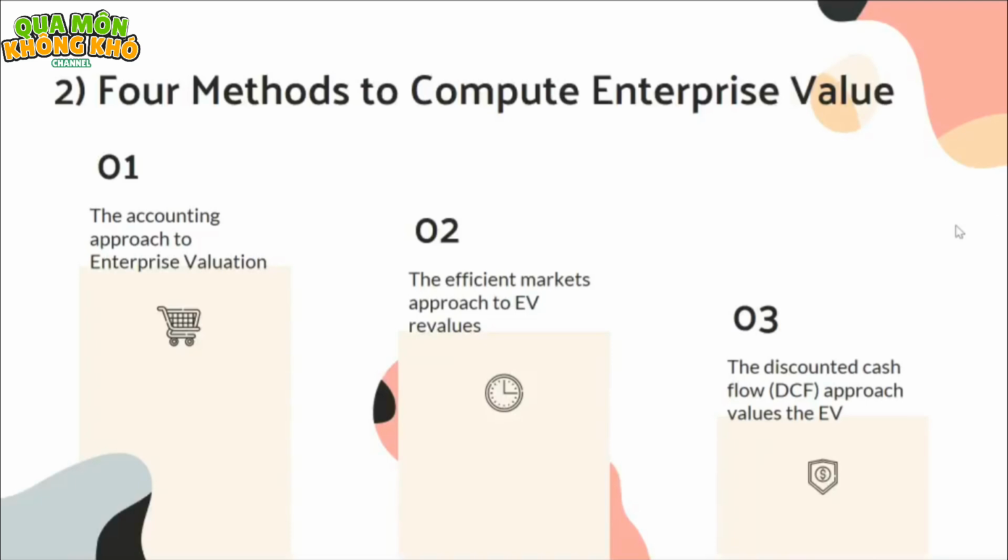And the last one is the discounted cash flow, DCF, approach, which values the EV as the present value of the firm's future anticipated free cash flow, discounted at the weighted average cost of capital, WACC. The FCF can best be thought of as the cash flow produced by the firm's productive assets, its working capital, fixed assets, and goodwill.